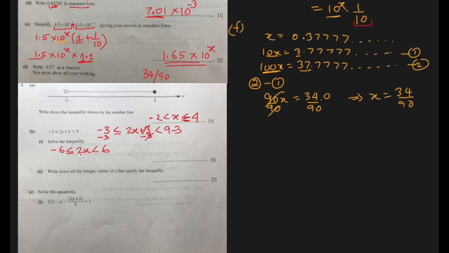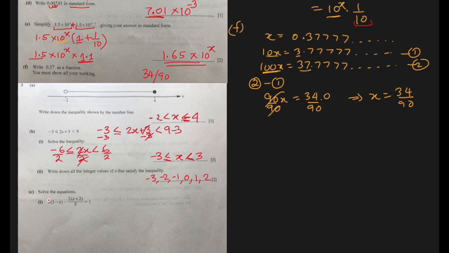Next stage, this 2 should go, so divide this by 2, divide this by 2, and divide this by 2. 2 and 2 cancel. Minus 6 divided by 2 is negative 3, that is less than or equal to x less than 3. That's the answer. Write down all integer values of x that satisfy the inequality. So integer values, minus 3 is included because of this equal sign, so minus 3, minus 2, minus 1, 0, 1 and 2, no 3, there is no equal sign here.